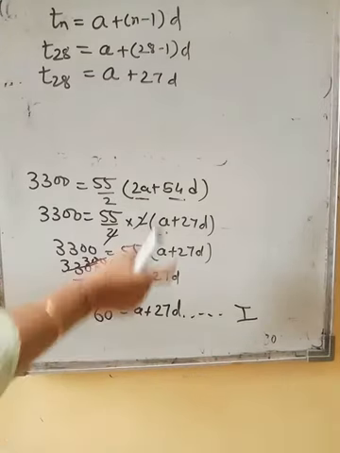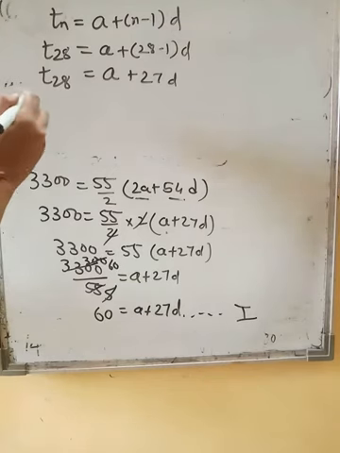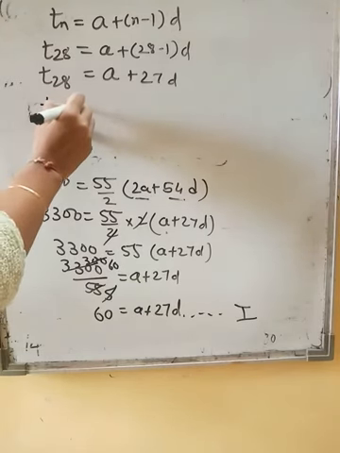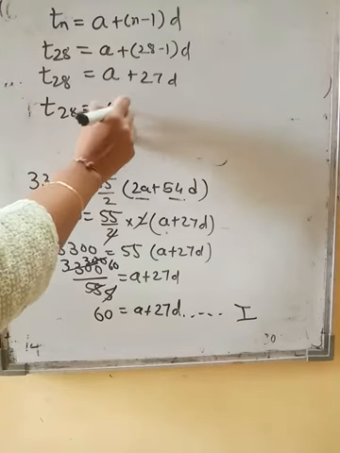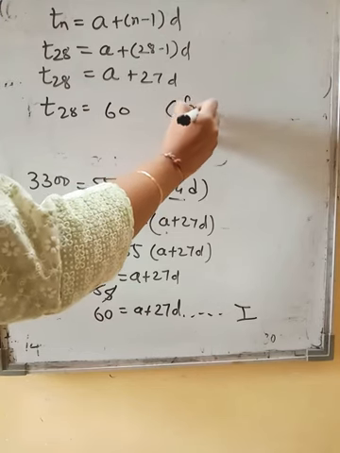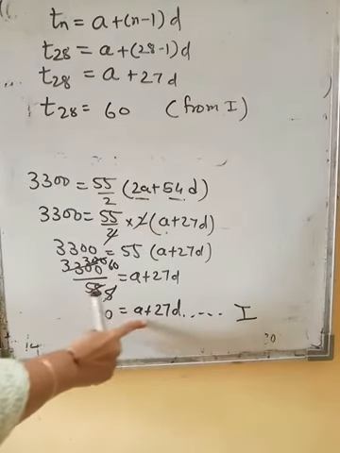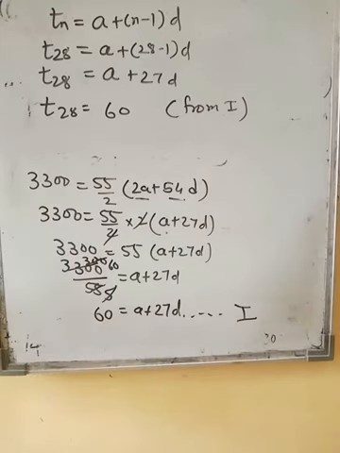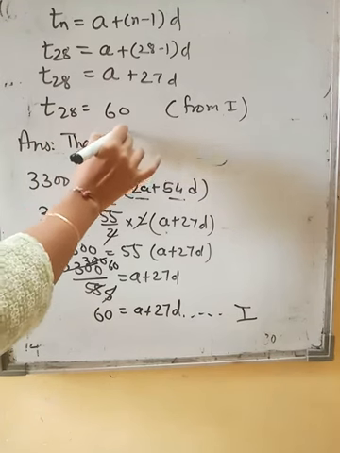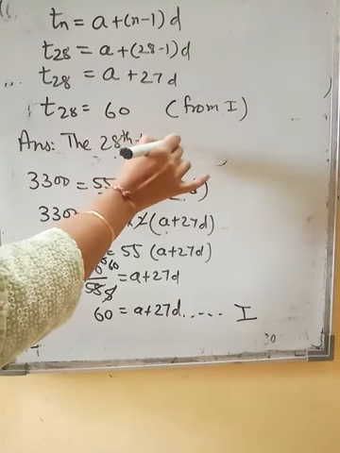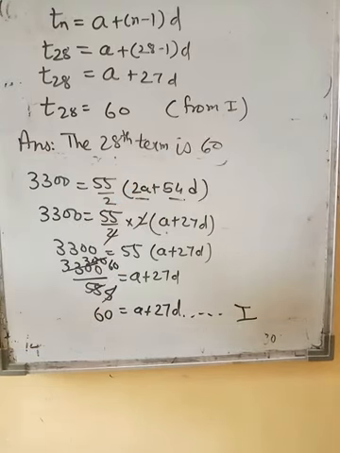Now I will directly substitute this here. You are correct. So that means T28 is equal to 60. From 1, we can find out a plus 27d is 60. So we got the answer. Nothing more, the sum is finished here. So the answer: the 28th term is 60. So children see, they had not asked for any term directly.